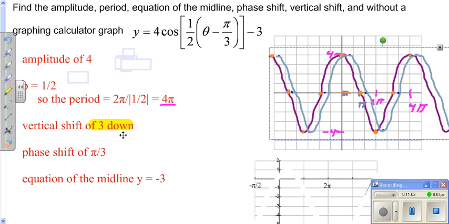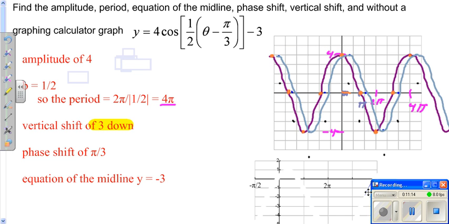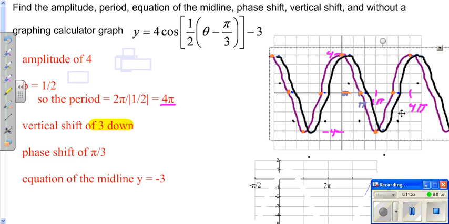Now I got to go ahead and move everything 3 units down. So I need to go ahead and mark those points. Take all my new key points and drop them 3 units down and draw a line or a curve going through those. Now that I have all my new key points, the ones that are directly below the blue ones, I need to draw my graph going through those.